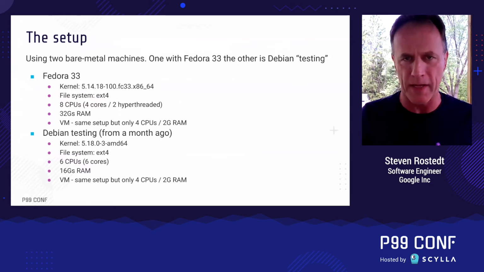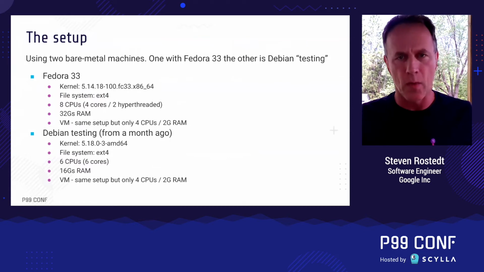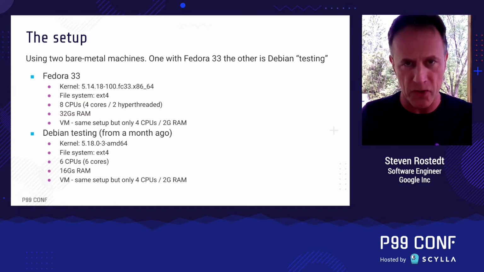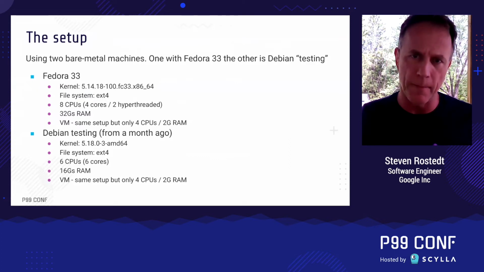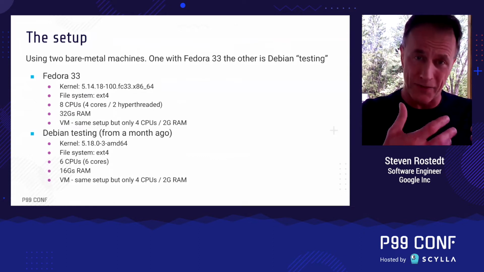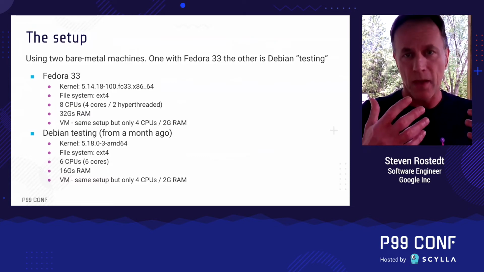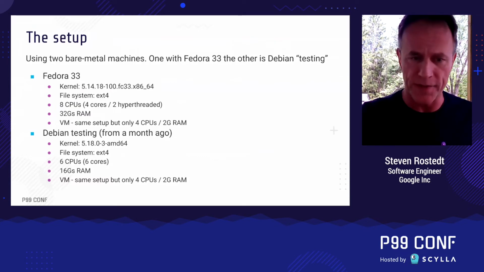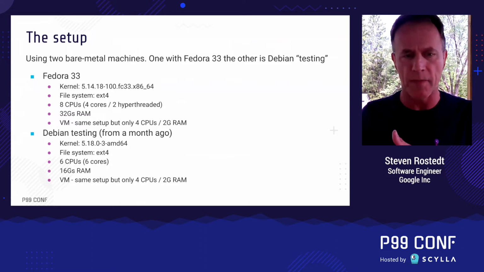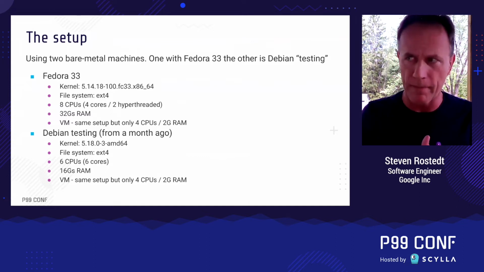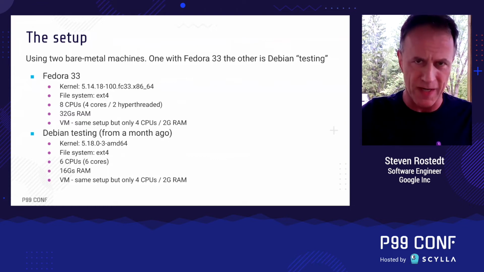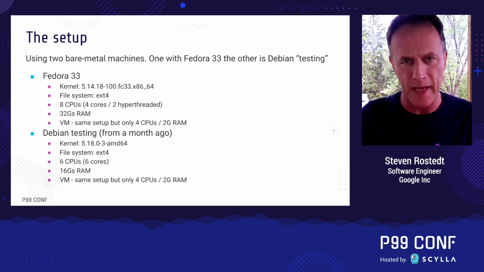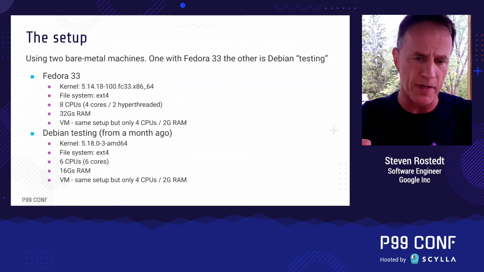But what I want to compare here is looking at two different setups, comparing the virtual machine with the bare metal and the host. So what I did was on the Fedora side, I made sure that the Fedora VM on the Fedora machine was the same setup as the host itself. I did the same thing on the Debian, which is the Debian testing I did a checkout from a month ago, and I upgraded my host and I upgraded the guest, so it would be basically the same operating system.